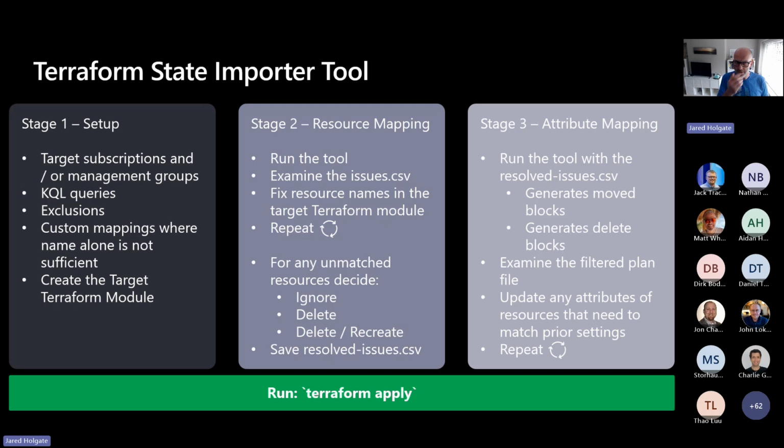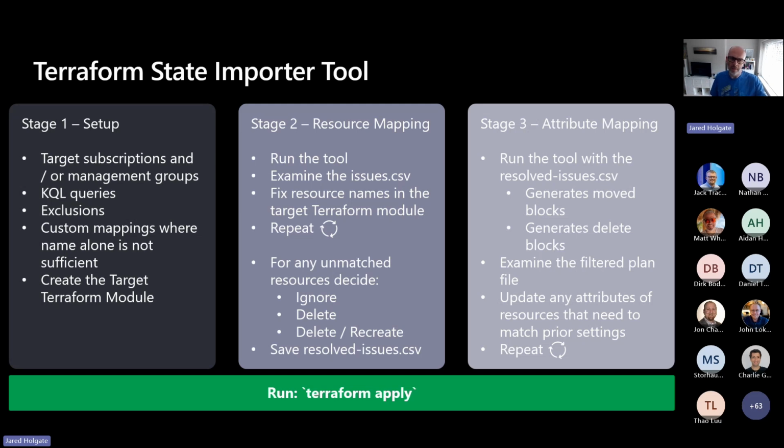And then we go through to the third stage, which is the attribute mapping. So this is the individual attributes of a resource. So like the SKU of a storage account or the IP prefix of a subnet, those kind of attributes of a resource as opposed to the resource itself. So you feed in that issues CSV, it then generates a bunch of import and delete blocks. A delete block is not a Terraform thing, but we have a mechanism for creating a way of deleting a resource, basically. But it should say import block there as well. I've just done a typo there. That should say it generates import blocks, not move blocks, sorry.